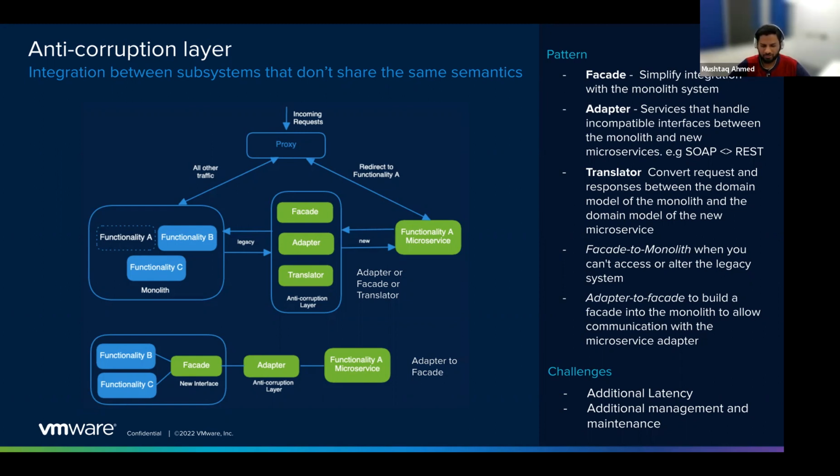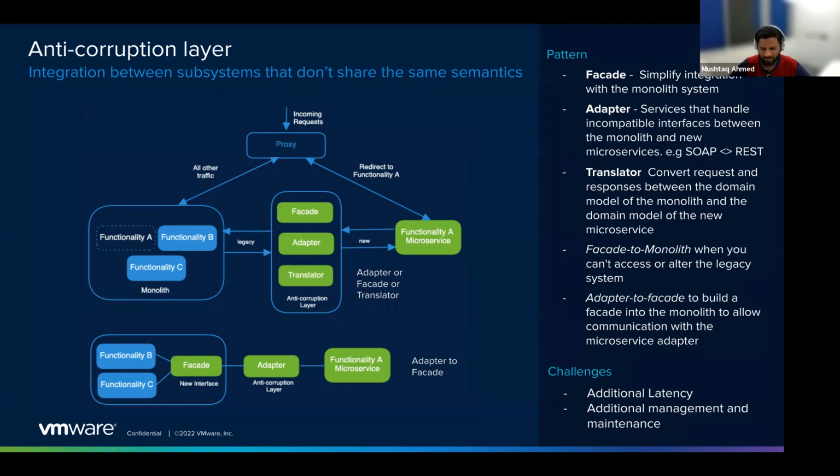For example, the monolith receives a SOAP-based request, and your function, your microservice, basically interacts using REST. The translator pattern is where we transform the request and response domain model from the monolith to the microservice and vice versa. And in some cases where you do not have the feasibility of changing the monolith, you would go with the facade to monolith, where you would have a facade outside of the monolith and it would interact with the monolith through its standard interfaces.